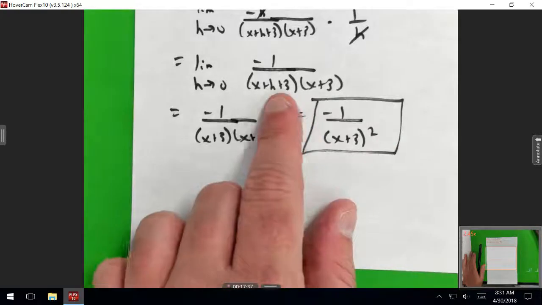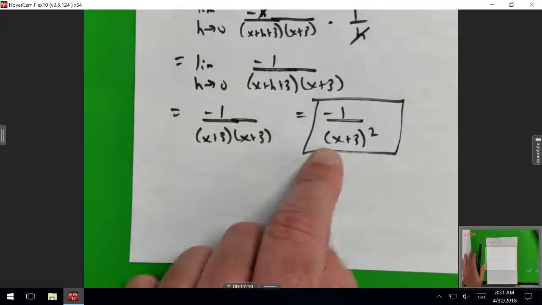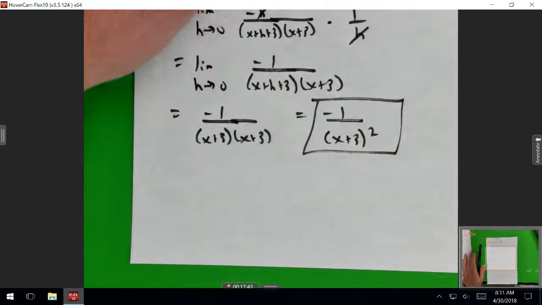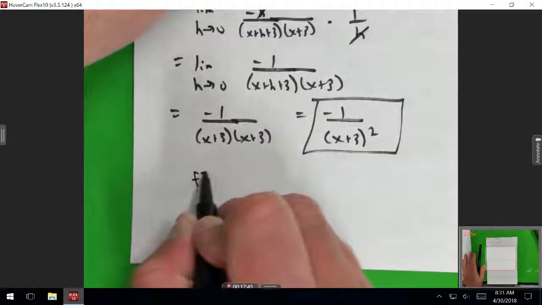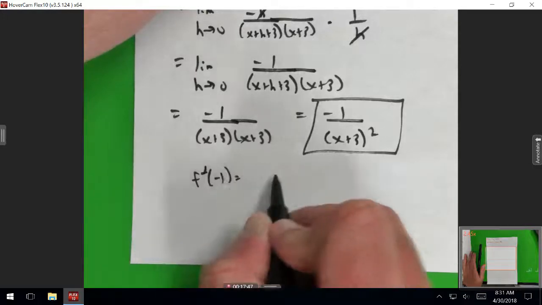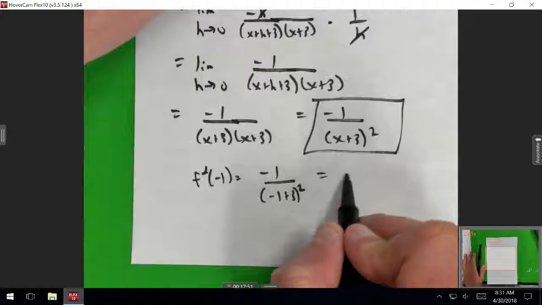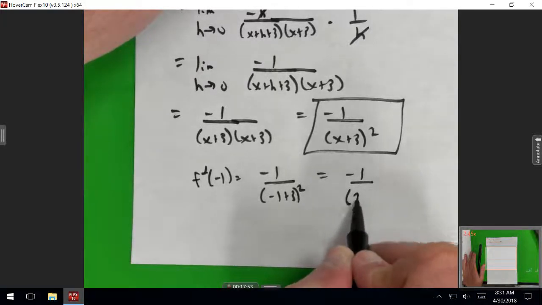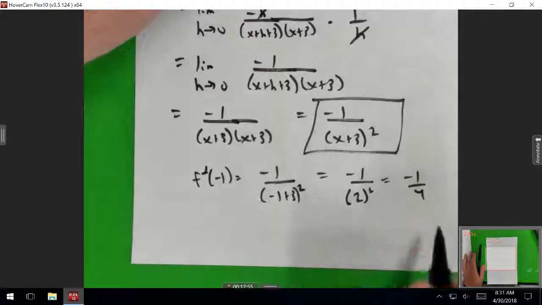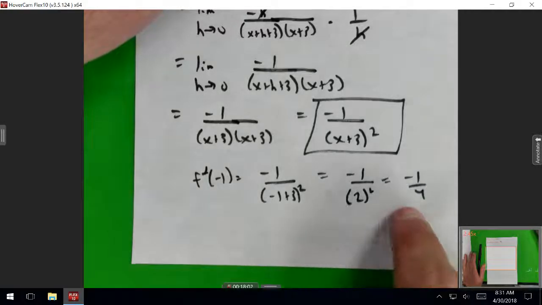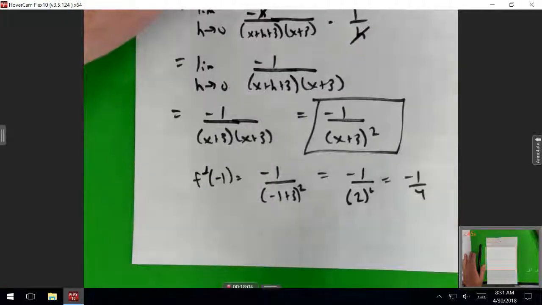I plugged 0 in for h and got x plus 3 times x plus 3. So that's my derivative. Now, I want to know what's going on at x equals negative 1. So f prime of negative 1 equals negative 1 over negative 1 plus 3 squared. That gives me negative 1 over 2 squared, which is negative 1/4. So I got negative 1/4. So what's happening in my graph right now? Decreasing. That's the slope of the tangent line at that point, that instance. That's your IROC.